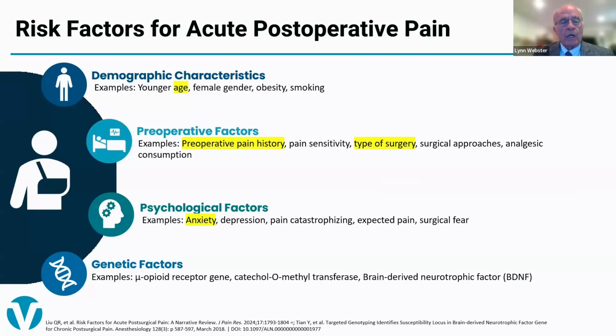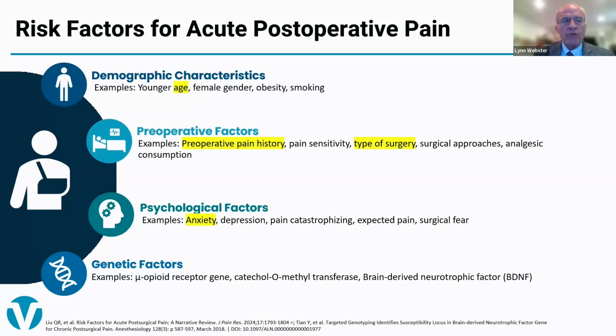There are well-known risk factors for acute postoperative pain. That is, the risk factors for developing chronic pain or complications from acute pain. And they fall into really 4 major categories: demographic characteristics and preoperative factors, psychological factors, and then there are some genetic factors.